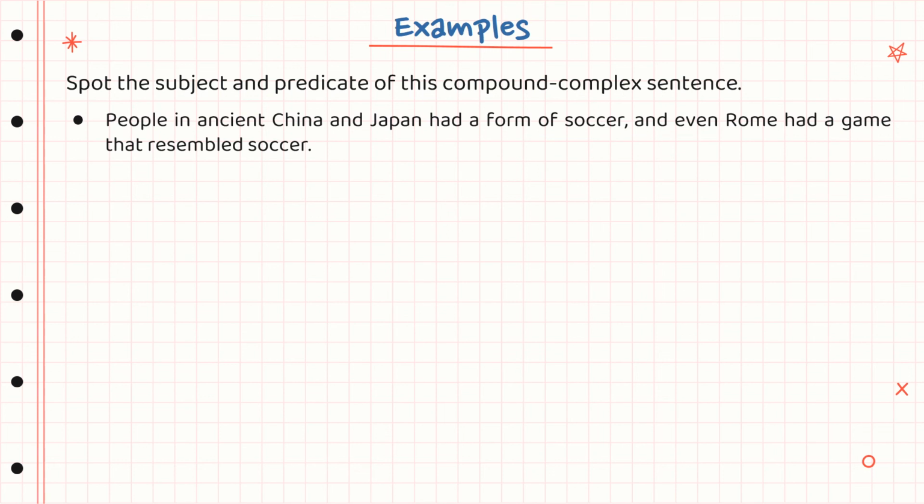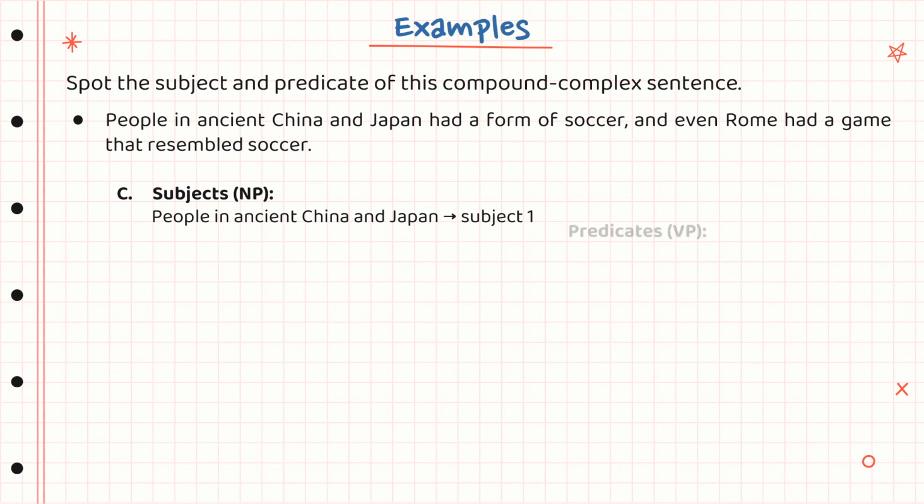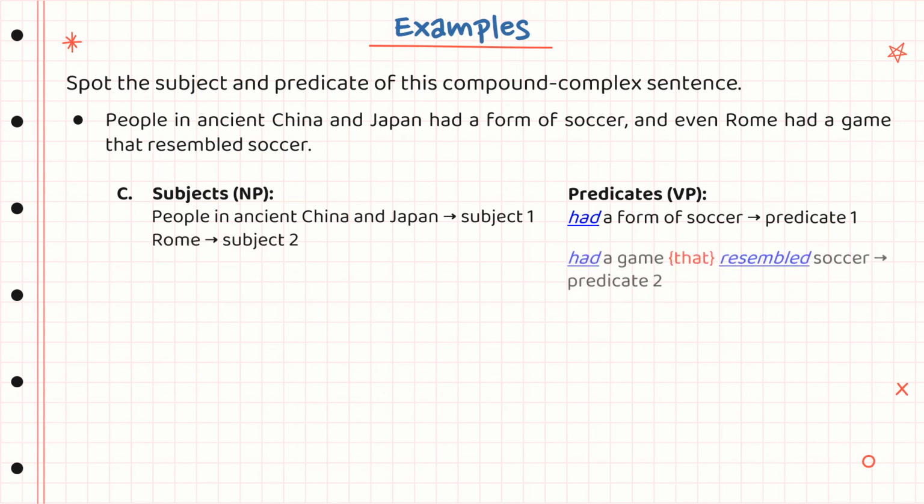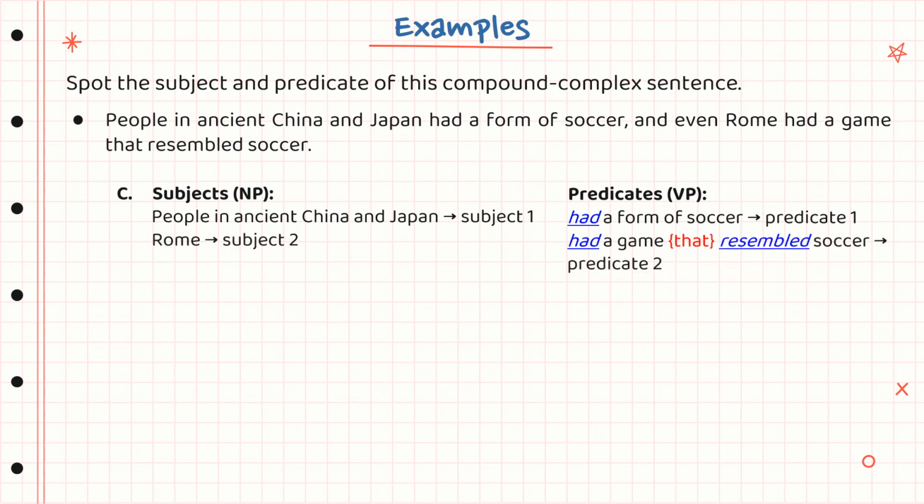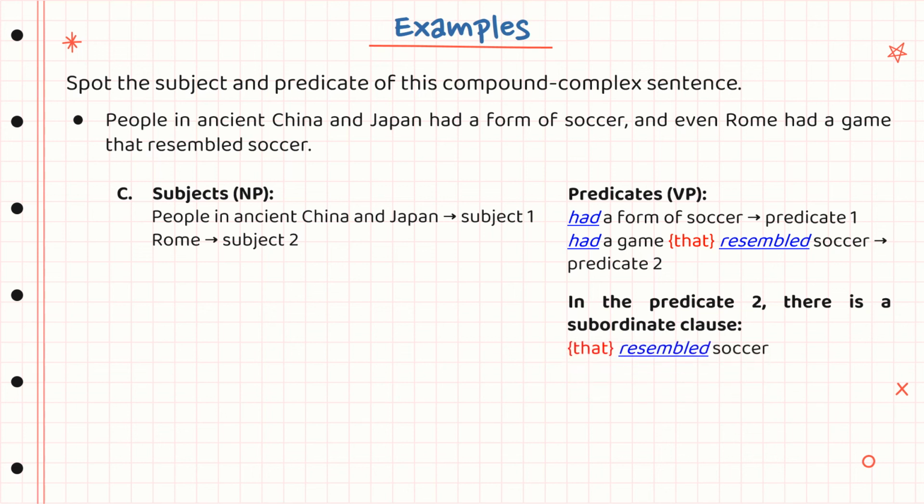After that, we can spot the subject and predicate of the sentence. There are two subjects and predicates. The first subject is "people in ancient China and Japan" with the predicate "had a form of soccer," and the second subject is Rome, with the predicate "had a game that resembles soccer." In addition, as we can see in the predicate too, there is a subordinate clause, or it can also be said as a dependent clause, which is "that resembles soccer."